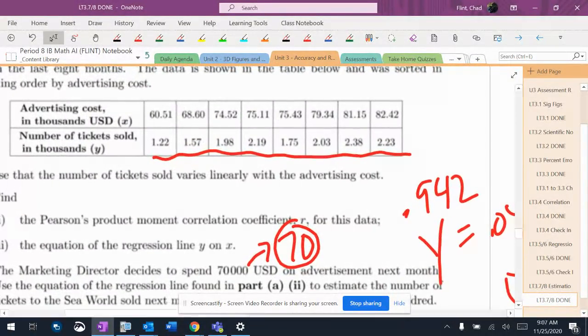I can also look at it. 70,000 falls in here, all right, in that spot, and 1.7 falls in that spot. So it makes sense to me that that's the number that I got.